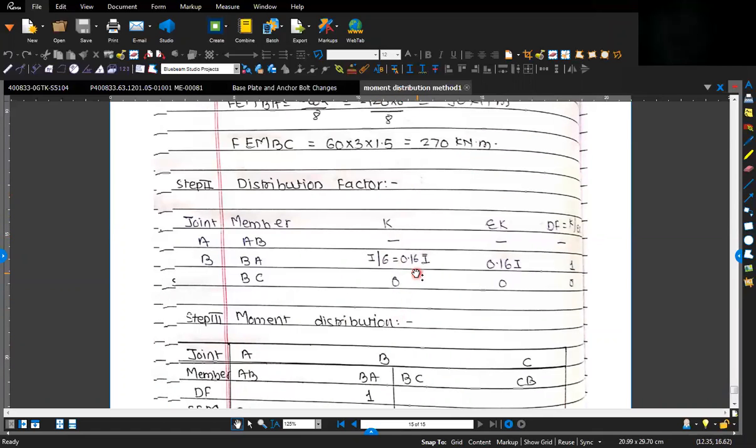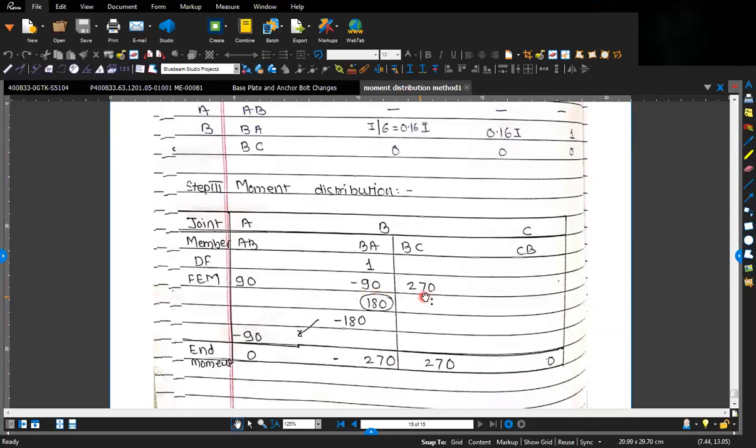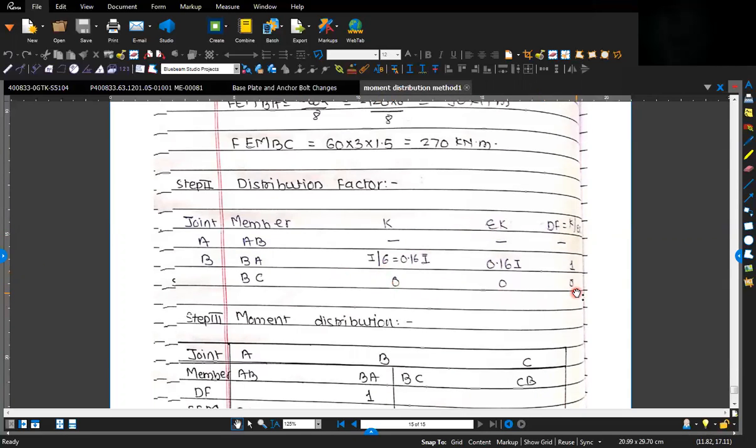Sorry, I by L, that will be the quantification for K: moment of inertia divided by length of that particular span. So 6 is the span, and I by L is the quantification of stiffness, so 0.16 I. And again for BC, the far end is overhang. Just consider this joint B, and the far end condition matters in case of distribution factor. So the far end is overhang, that's why 0.